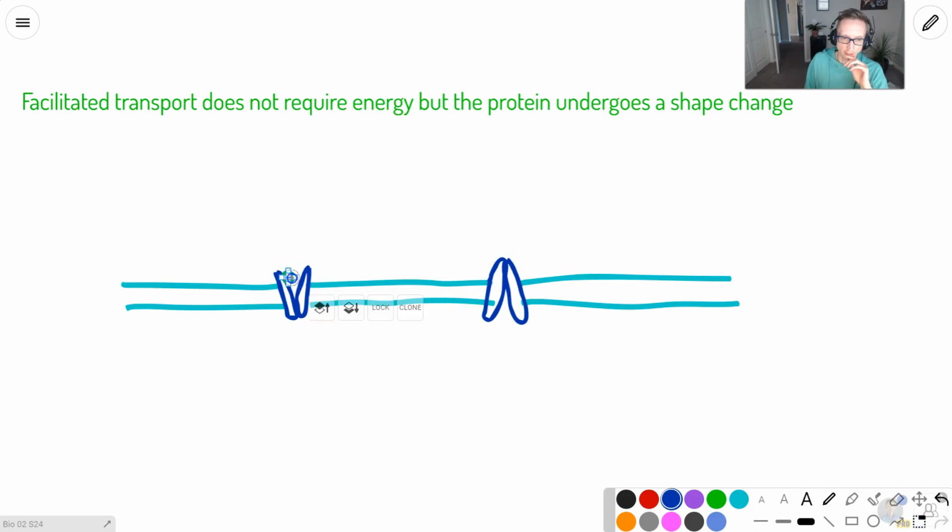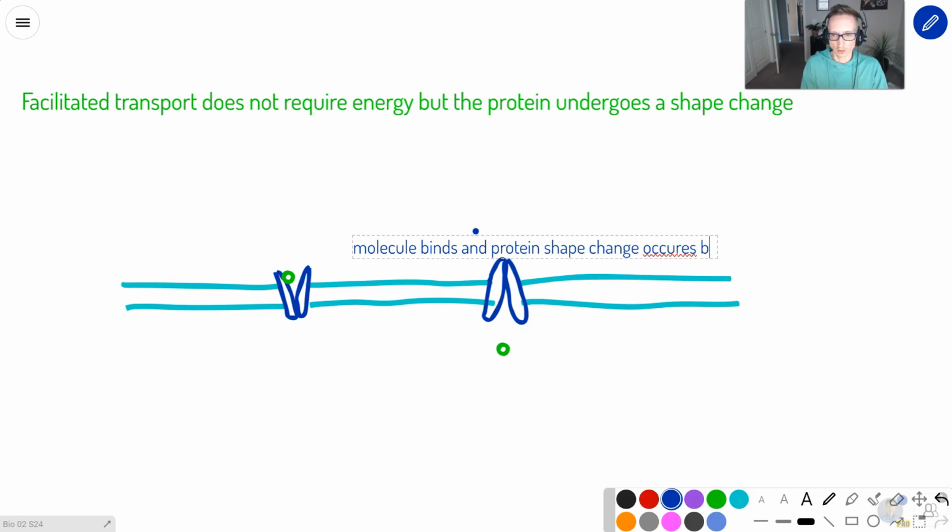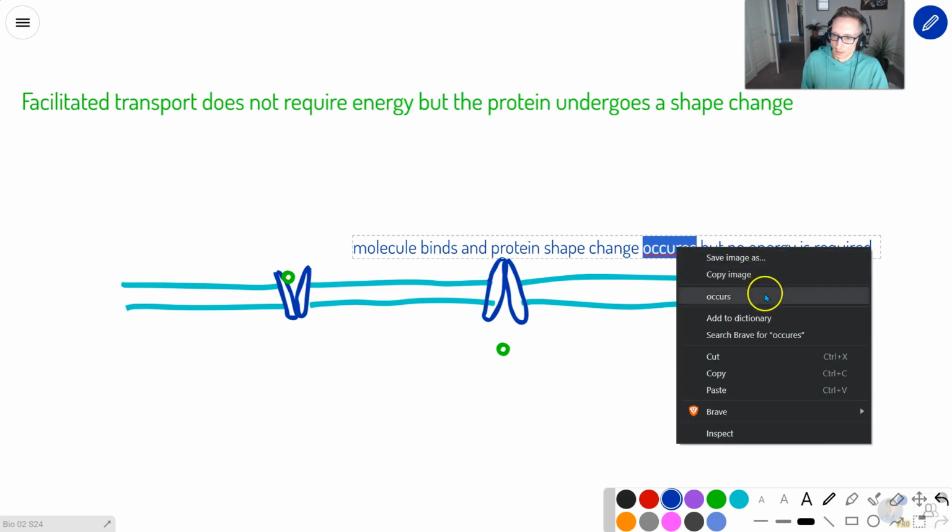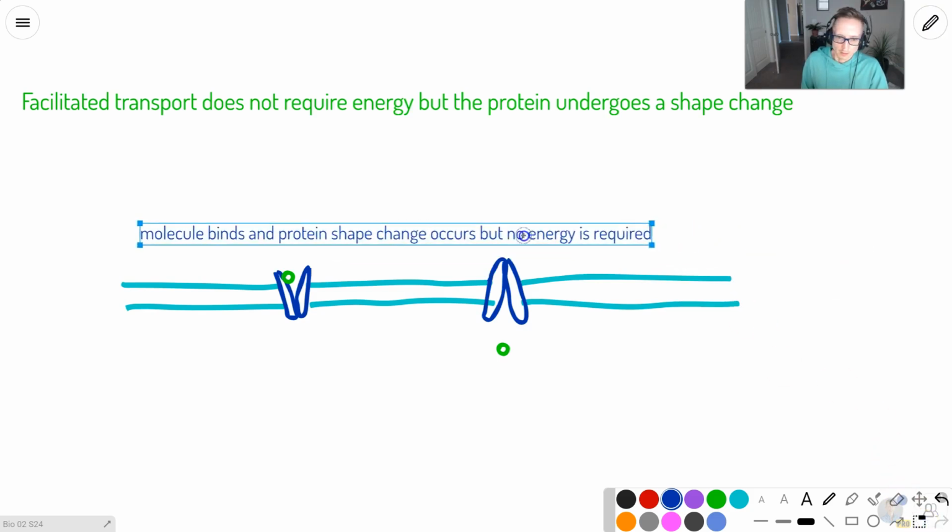And this molecule can then get through, because it's undergone that shape change, but it does not require any energy. So the molecule binds and the protein shape change occurs, but no energy is required. So that would be facilitated diffusion.